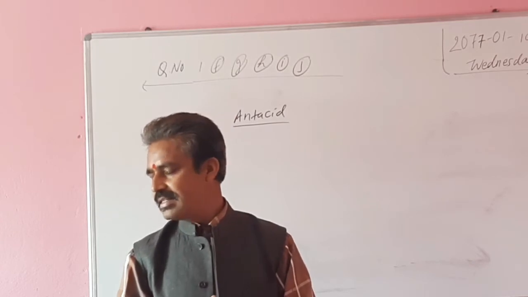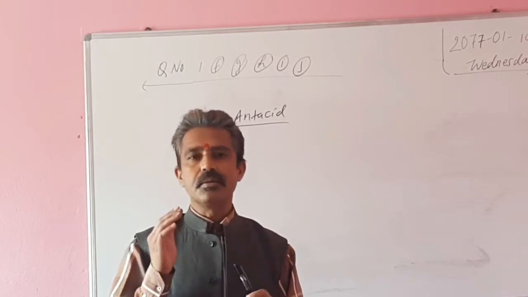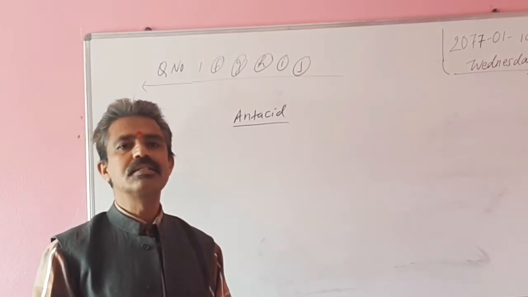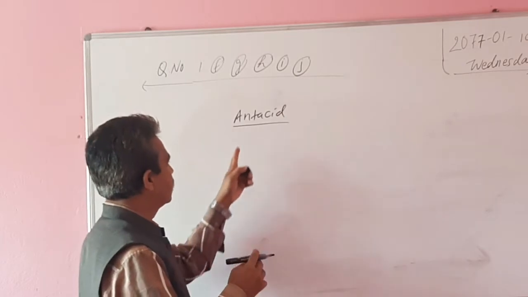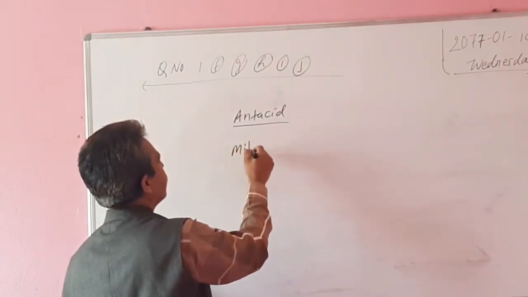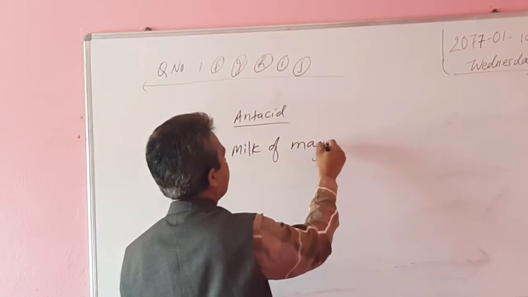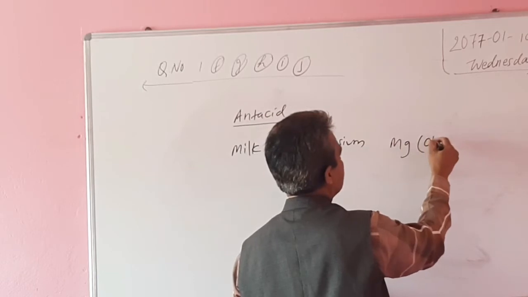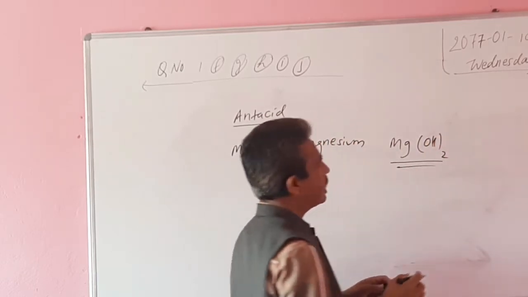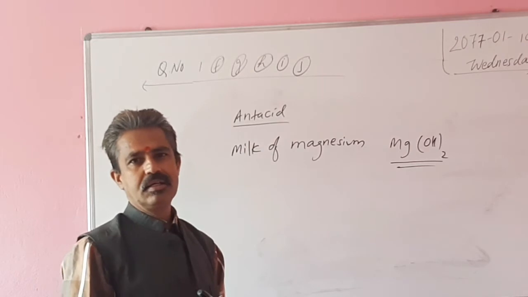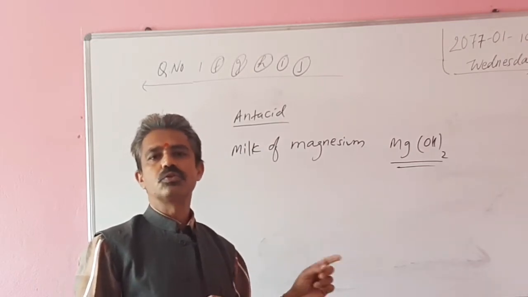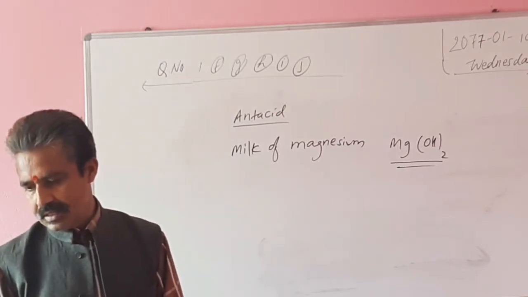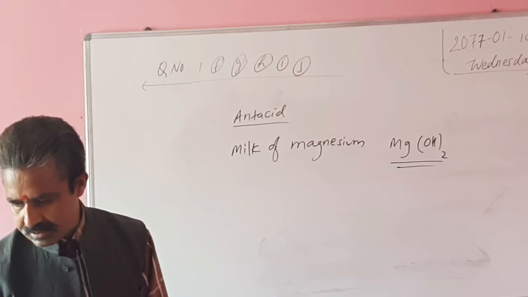So which substance is used as an antacid for treating the hyperacidity of our stomach? That is milk of magnesia. What is that? Mg(OH)2, magnesium hydroxide, is the alkali that is used to treat hyperacidity of the stomach, or as an antacid.